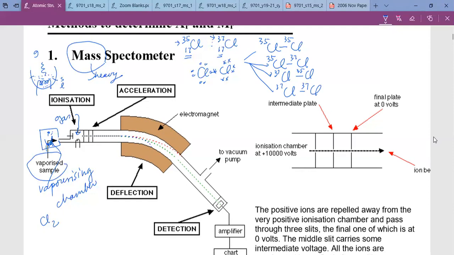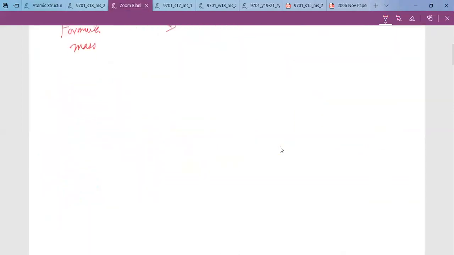All of these get into this area. If they come to here and nothing happens, then these are all neutral, no charge. So as they come to here, what happens? This thing here is called a heating element. I'm going to draw it a bit bigger here.